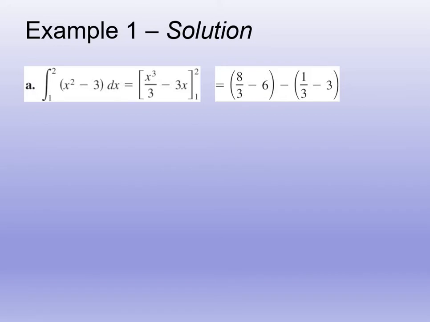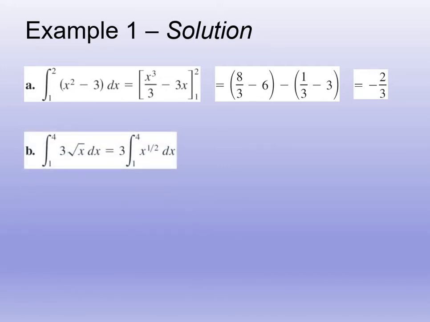Then we do minus, and now we substitute in the 1. So you're going to get 1 cubed over 3 minus 3 times 1. So we're going to get 1/3 minus 3 when we do that. Okay, so as we simplify things down and stick with the algebra and simplify the fractions, we end up getting -2/3 for that integral.